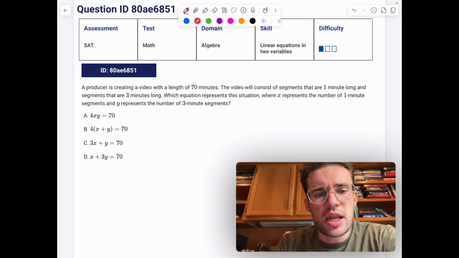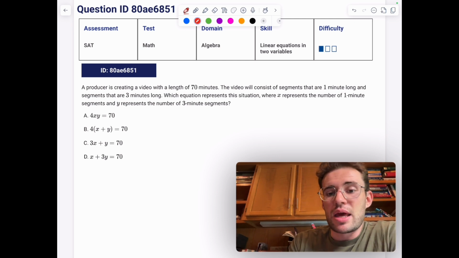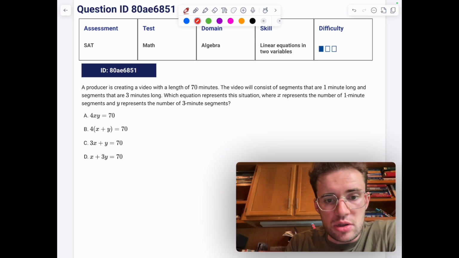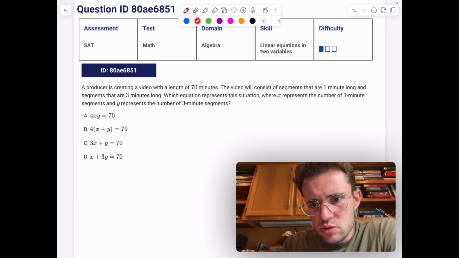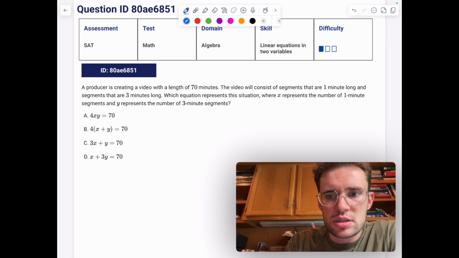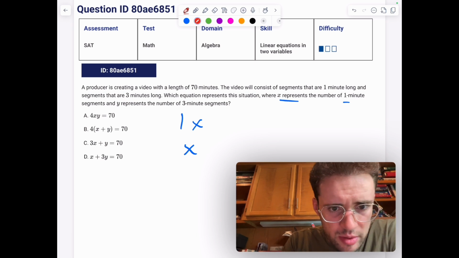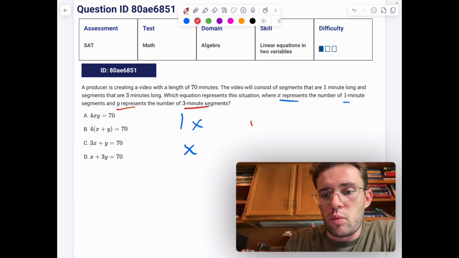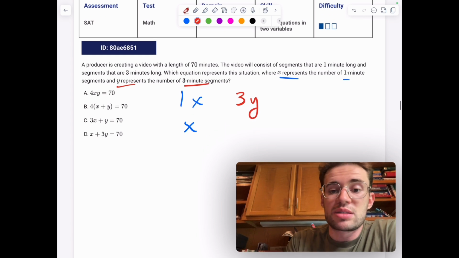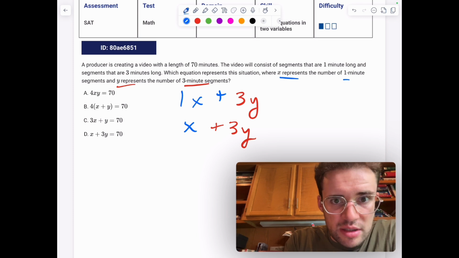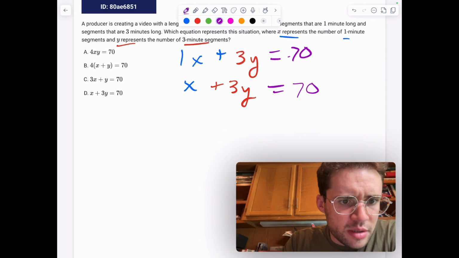A producer is creating a video with a length of 70 minutes. The video will consist of segments that are 1 minute long and segments that are 3 minutes long. Which equation represents the situation where x is the number of 1 minute segments? So that's 1 times x, or you just write it as x, because it's the number of them times the minutes used on them. And then y represents the number of 3 minute segments. So y times 3, that's the total minutes spent on 3 minute segments. And that will add up to a video with a length of 70 minutes. So it will look like one of these, x plus 3y equals 70.